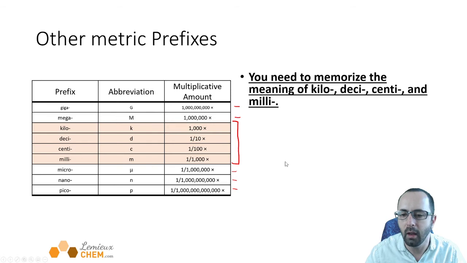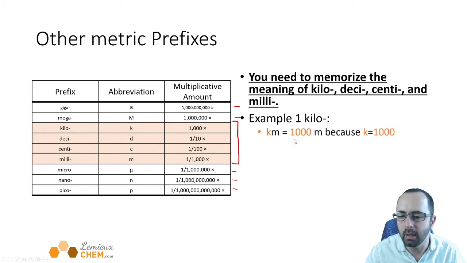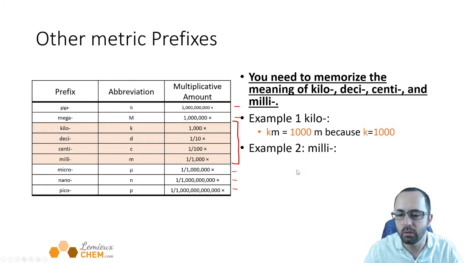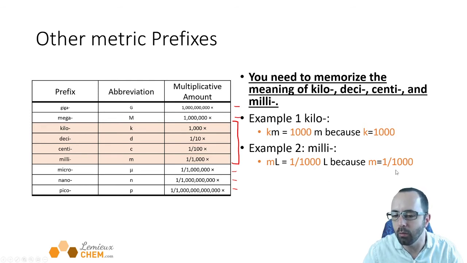And just to summarize how this works, you're going to memorize kilo, deci, centi, milli. With kilo, as I said, kilometer means 1,000 meters, because what kilo means is 1,000. Kilo means 1,000. Example 2 here, milli. What does milli mean? Well, milliliter, milli means 1/1000th. So milliliter means 1/1000th of a liter, because milli means 1/1000th.